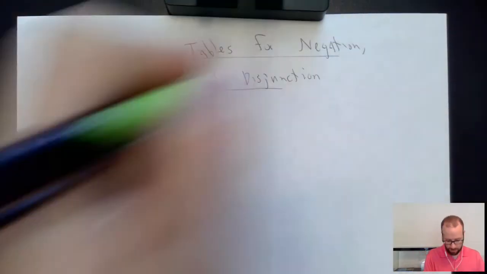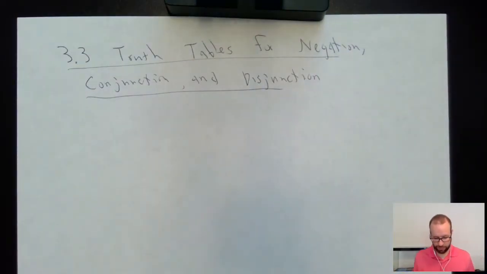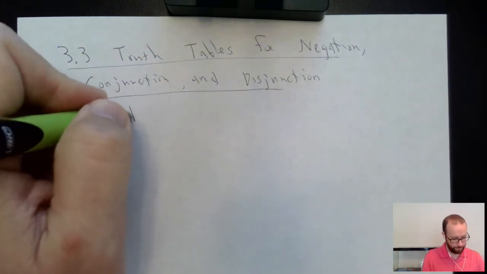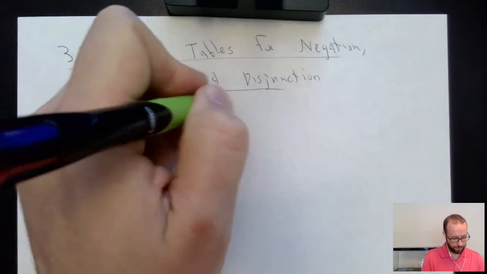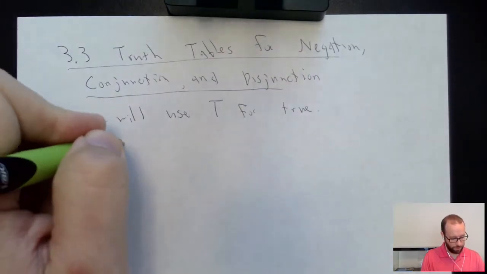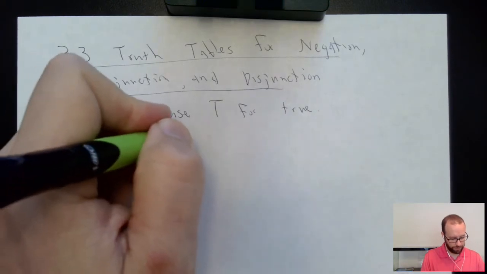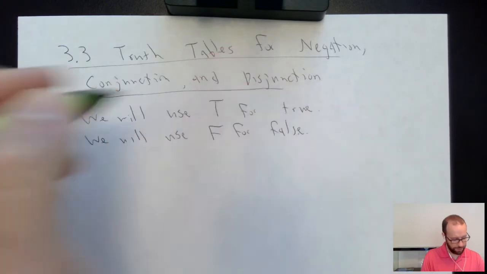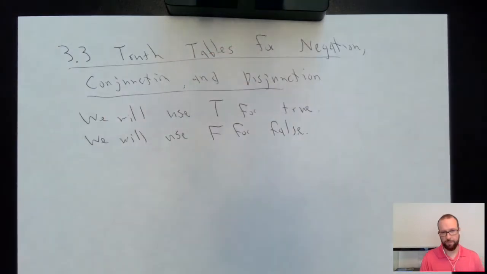So when we do this, we're going to assign two truth values. We're going to use capital T for true. And similarly, we will use capital F for false. And remember, a statement can only either be true or false, but not both. So when we have a statement, it has to evaluate to one of these things.